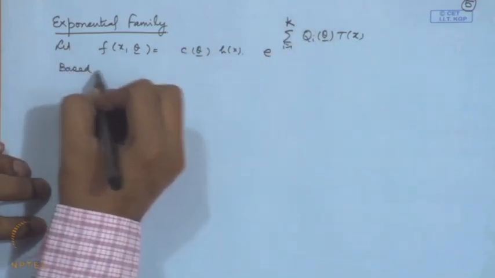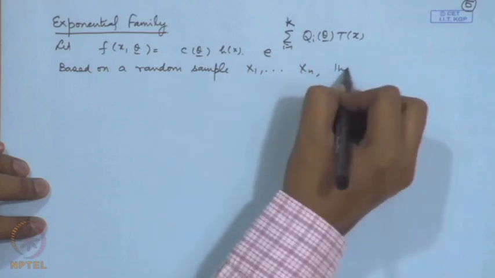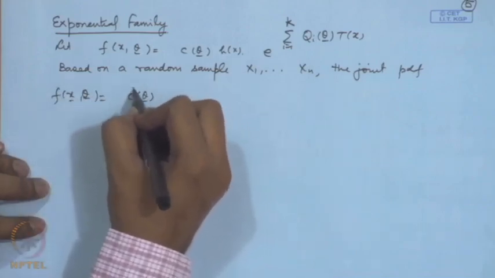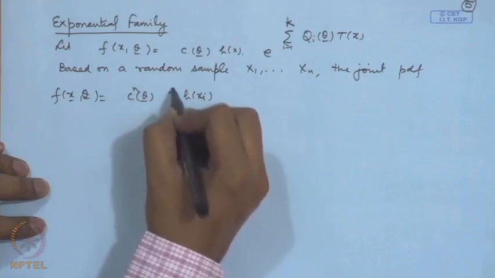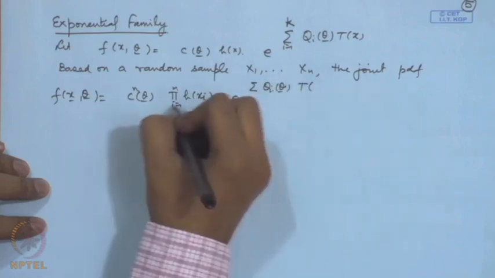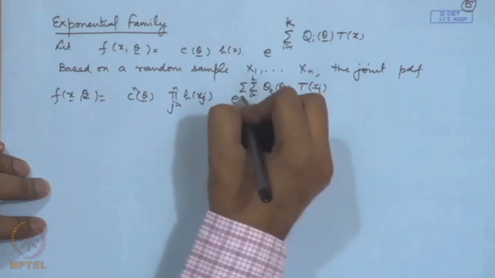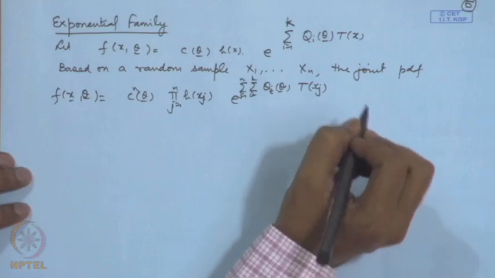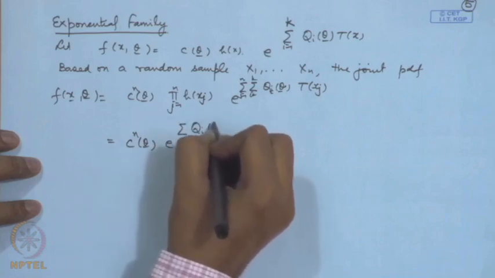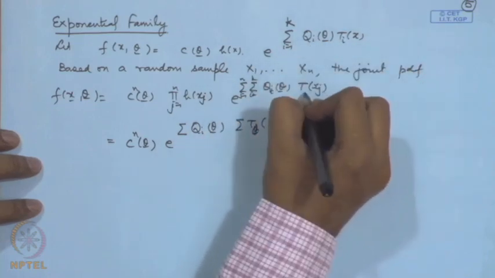So, based on a random sample x_1, x_2, ..., x_n, the joint probability density function we can write as c(theta) to the power n, product of h(x_i), e to the power sigma q_i(theta) t_i(x_j), i is equal to 1 to k, sigma j is equal to 1 to n. Now, this I can write as c to the power n theta e to the power sigma q_i(theta) sigma t_j. There is a mistake here, this is t_i here. So, t_i(x_j).